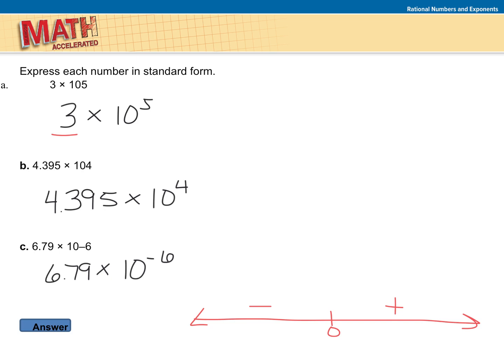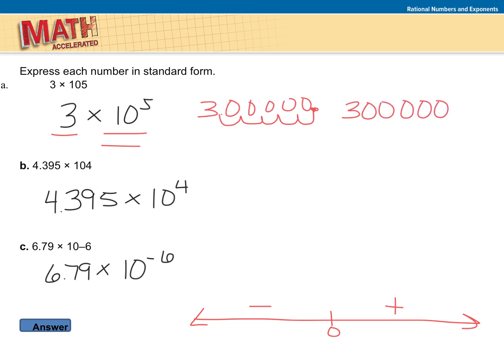How can we write 3 as a decimal? 3.0. Now we need to take care of times 10 to the 5th power. What does that mean? Which direction? Right, because it's positive, so we need to go 1, 2, 3, 4, 5. What do I do with all those empty spaces? You put zeros. So what's my new number? Yep, 300,000 is my new number.